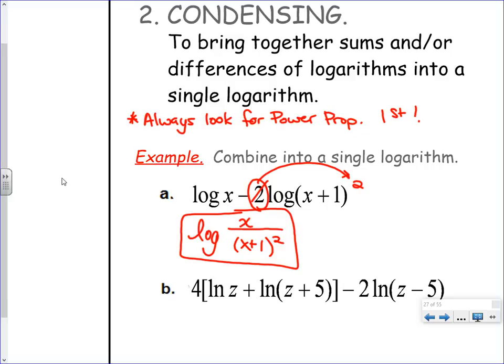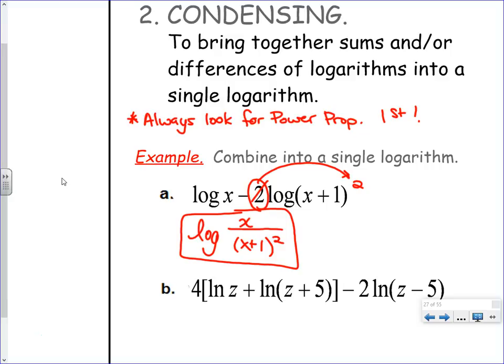Come back. Condensing. Putting together. Bringing together. Yeah, some of you need that. Anyway, bringing together sums and or differences of logarithms into a single logarithm. So you have them all separated. We need them back together.